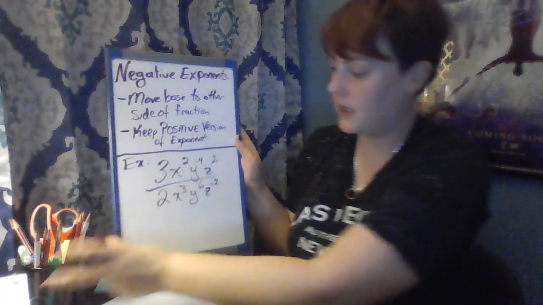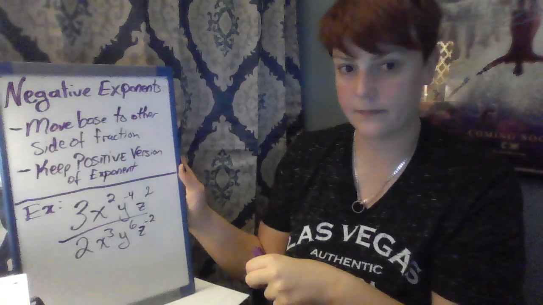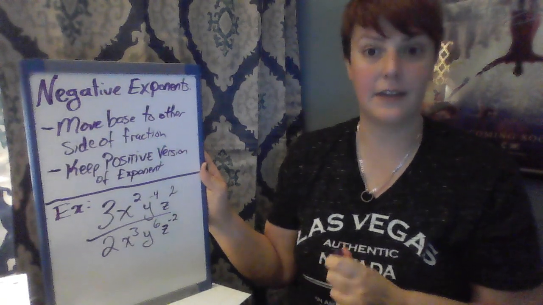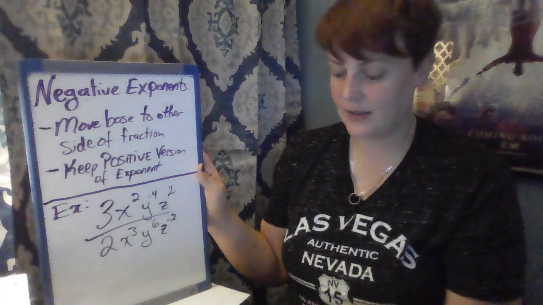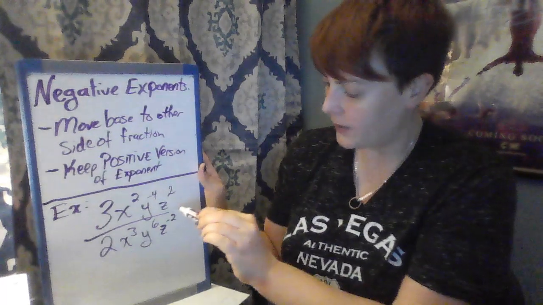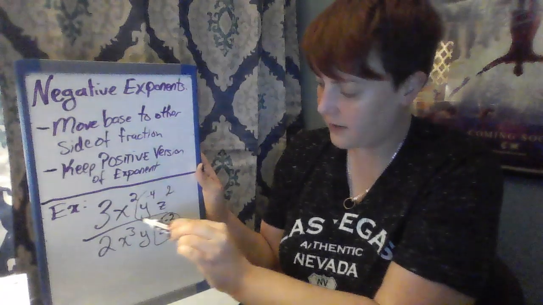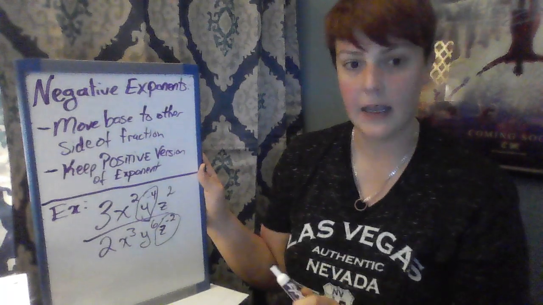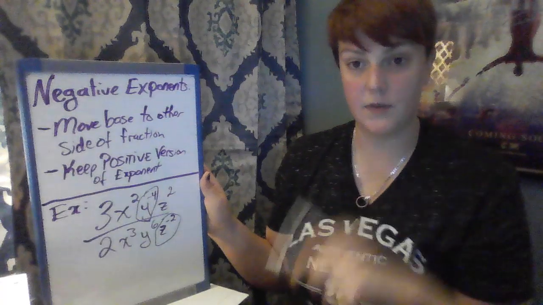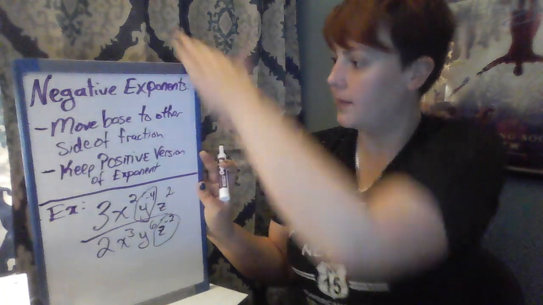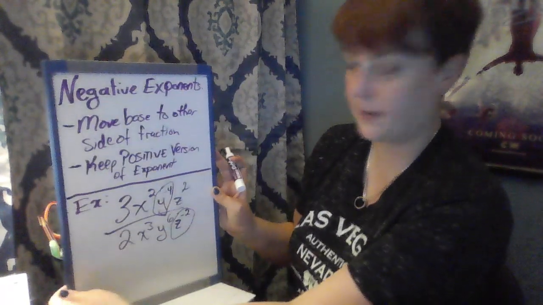So in this particular example, let's see if I can kind of prop this up a little bit. Nope, definitely not. I'm going to spill everything everywhere. All right, so in this particular example, we have our negative exponent on the z, and we have a negative exponent on the y. And so those are going to have to move to the other side of the fraction. Now, let's see. There we go.